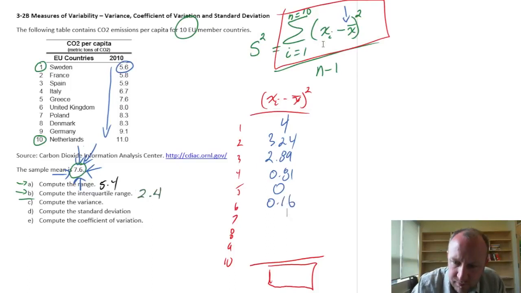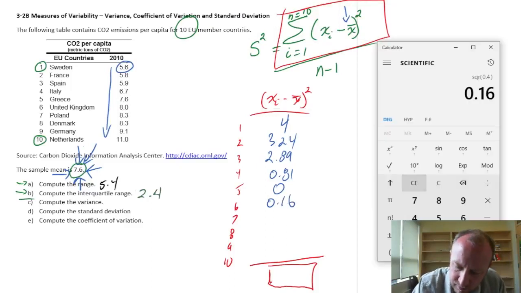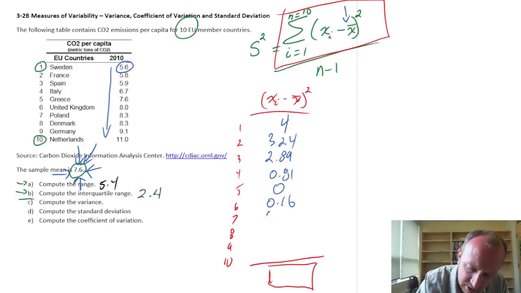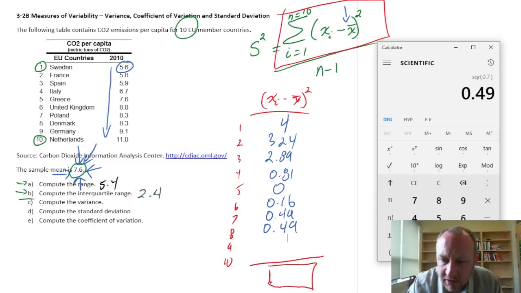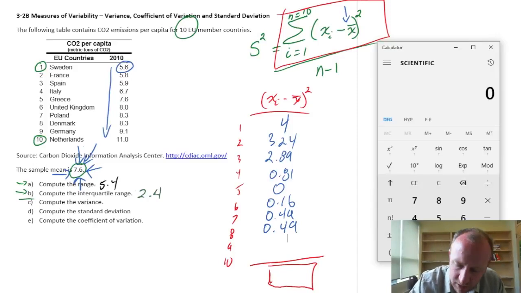Where are we? 6.15, I'm on number 7, 8.3 times, 8.3 minus 7.6 squared, so 0.49. And this one I've got twice, so I can just skip. Poland and Denmark are the same. And now we just have two more. Germany, 9.1.